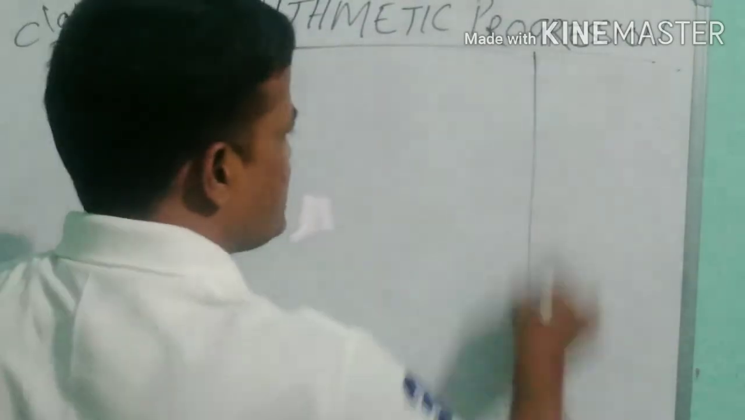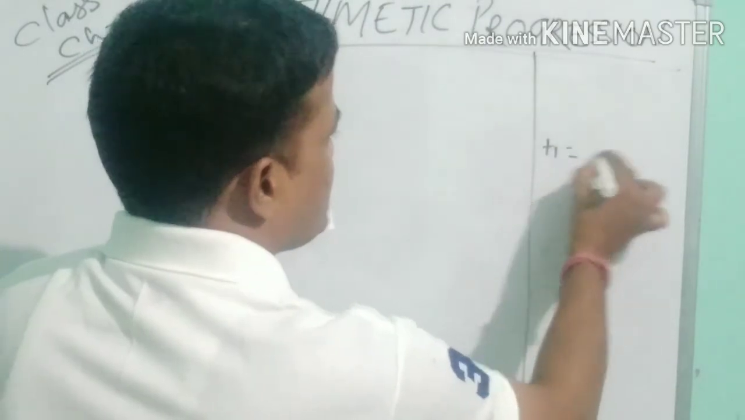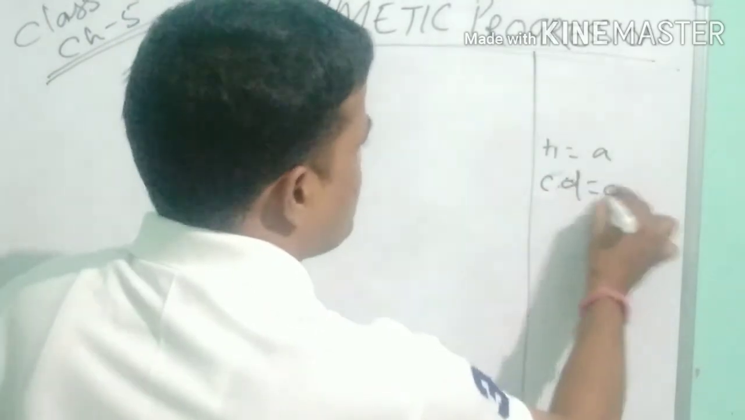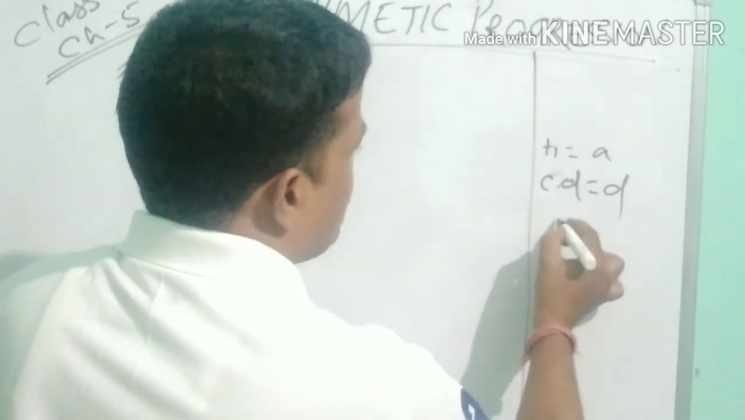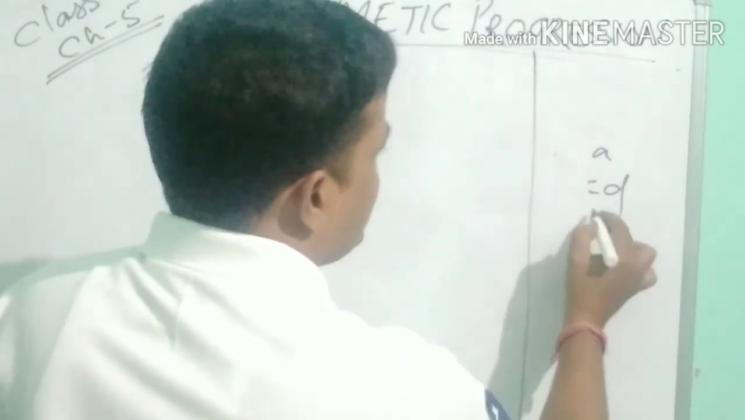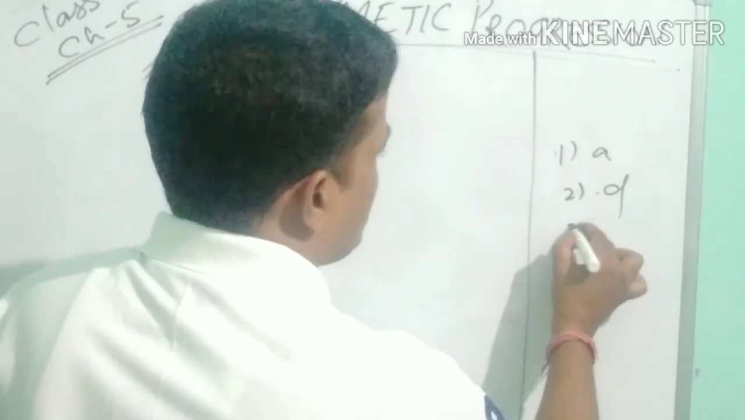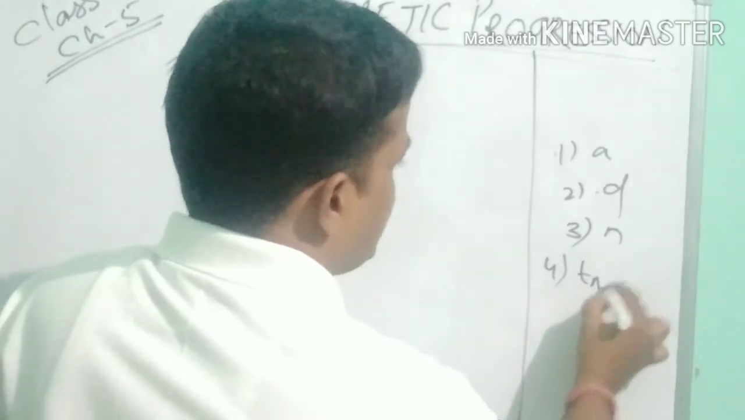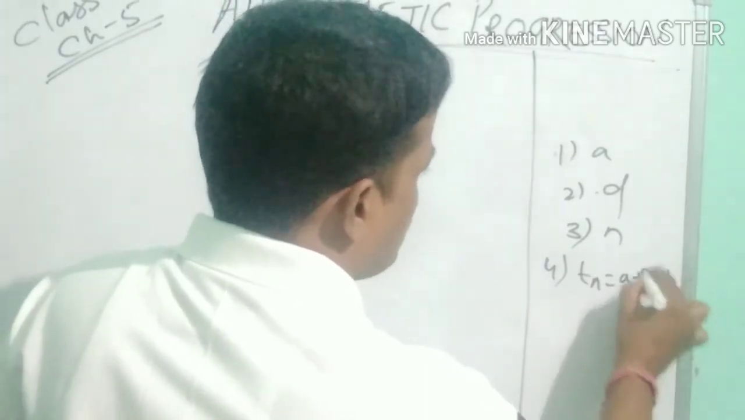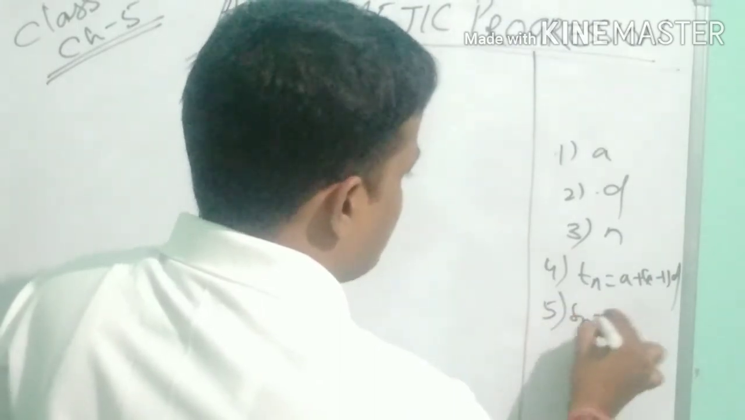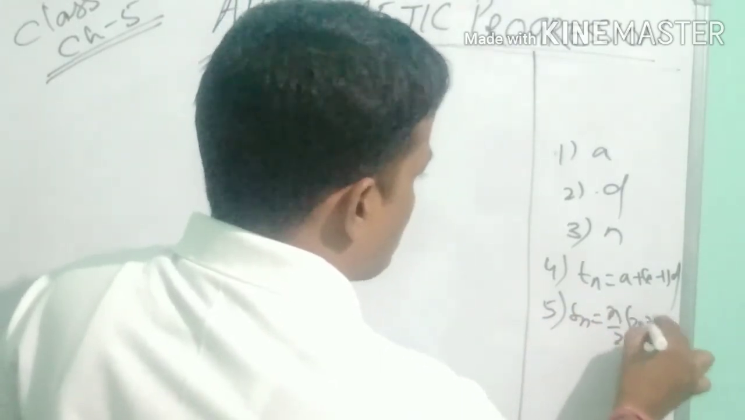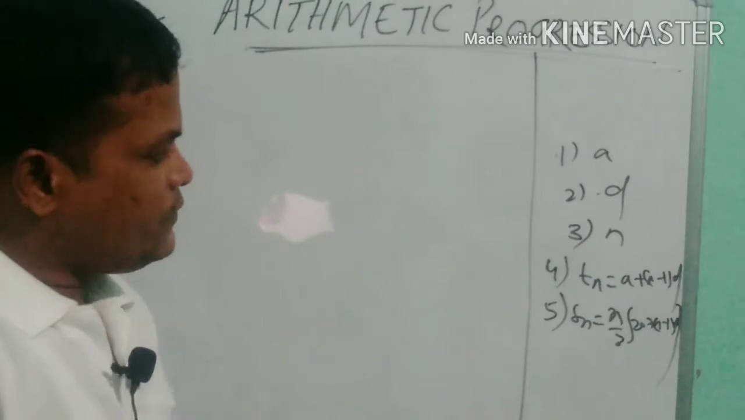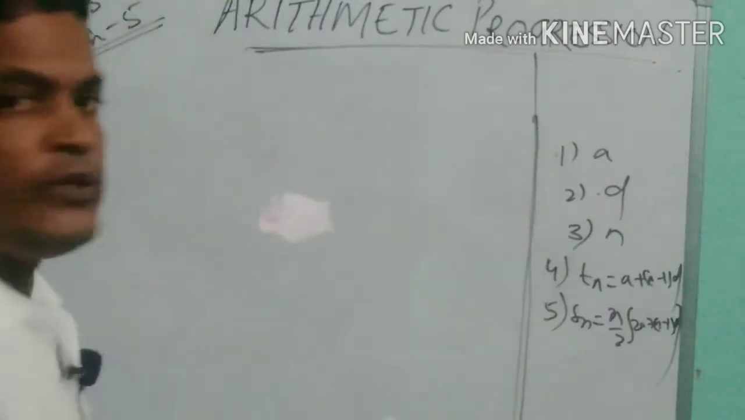So here we have T1 equal to a, common difference equal to d, and we need a, d, n, and we know that: number 4, Tn is equal to a plus (n minus 1) into d, and number 5, Sn is equal to n by 2 times (2a plus (n minus 1) d). This is the data we need in order to solve this problem.